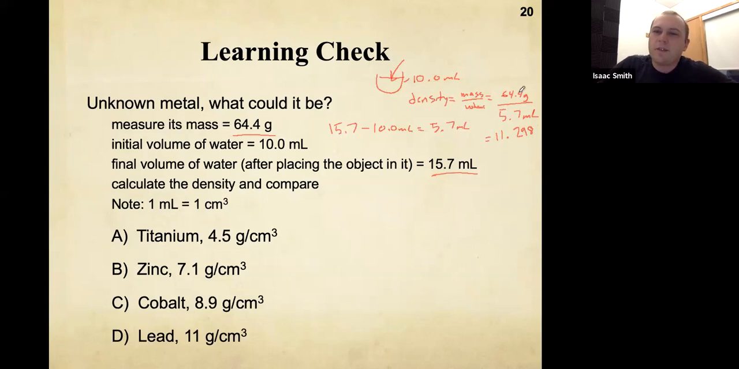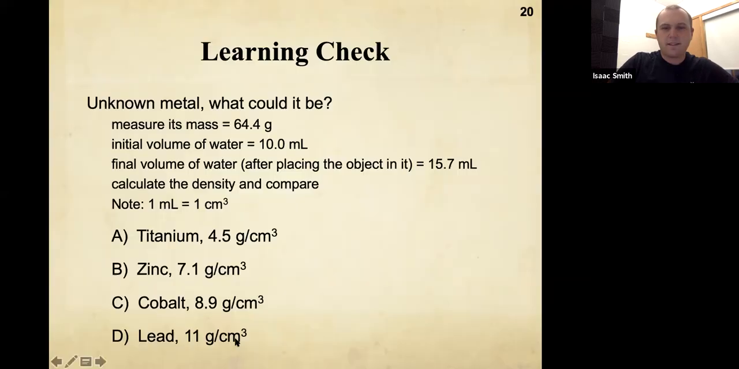If we look at the two numbers that we divided, the numerator has 3 sig figs and the denominator has 2 sig figs, so our answer should be accurate to 2 significant figures. If we round this number to 2 significant figures, we would get 11 grams per milliliter as our units. And that is D, lead. So lead would be our answer. I think that's the end of the slide there.